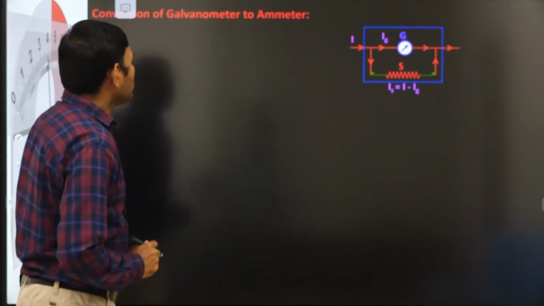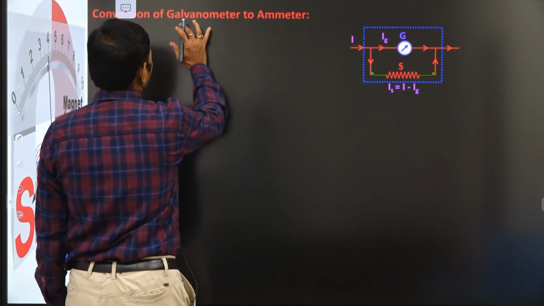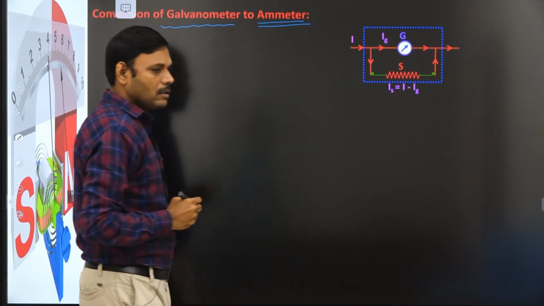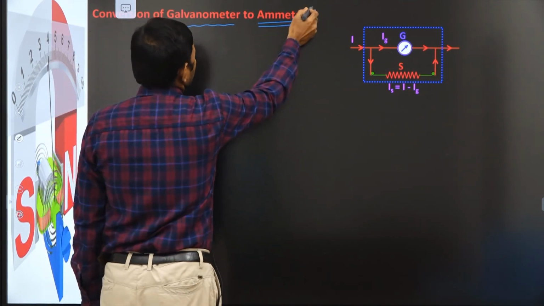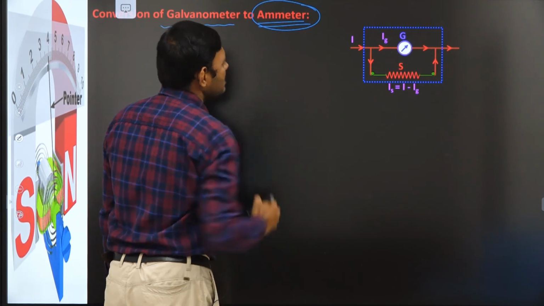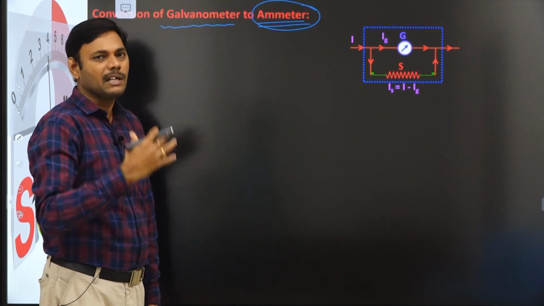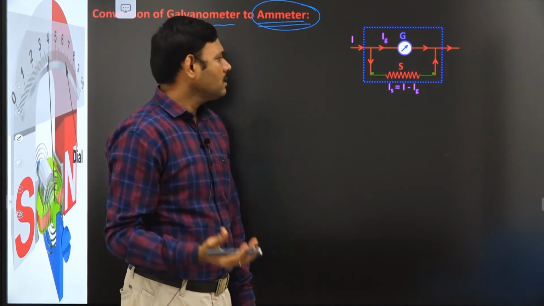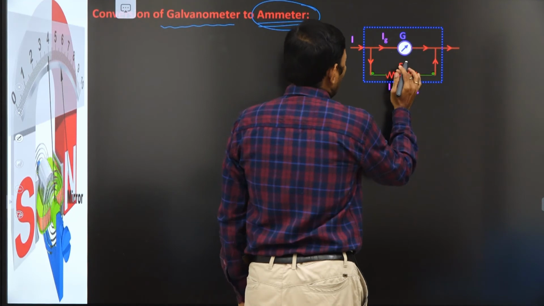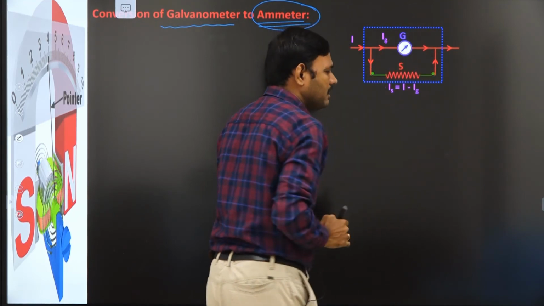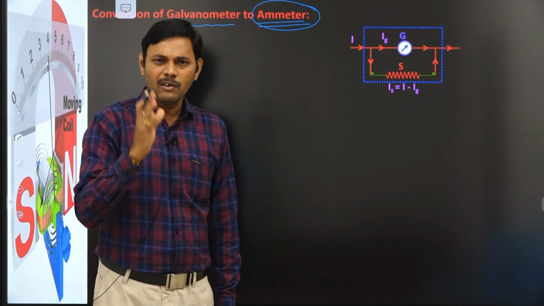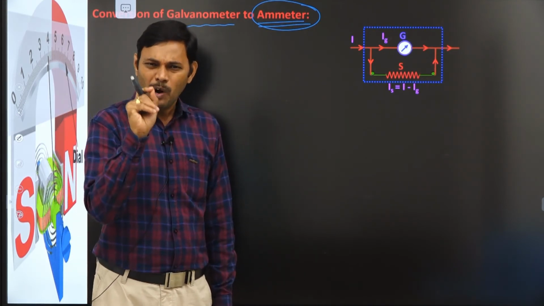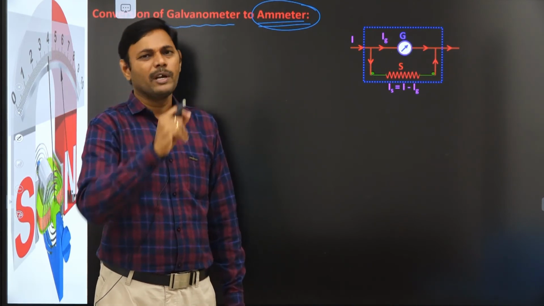Okay, next one, our discussion is a very, very important discussion: conversion of moving coil galvanometer to ammeter. A device that measures the current is an ammeter. A moving coil galvanometer converts to an ammeter by connecting a small resistance in parallel to the moving coil galvanometer. This is the important point, students.